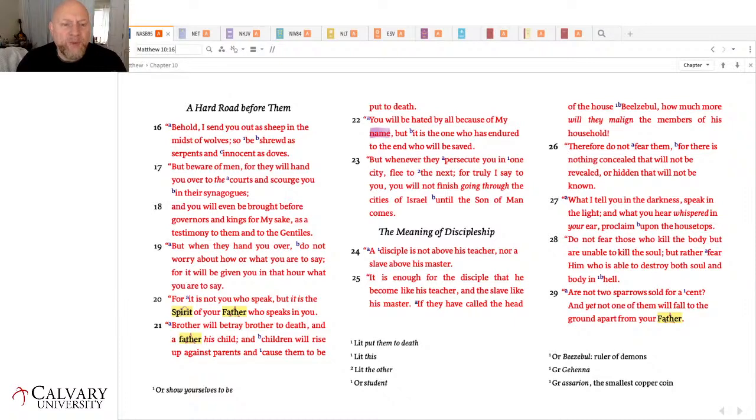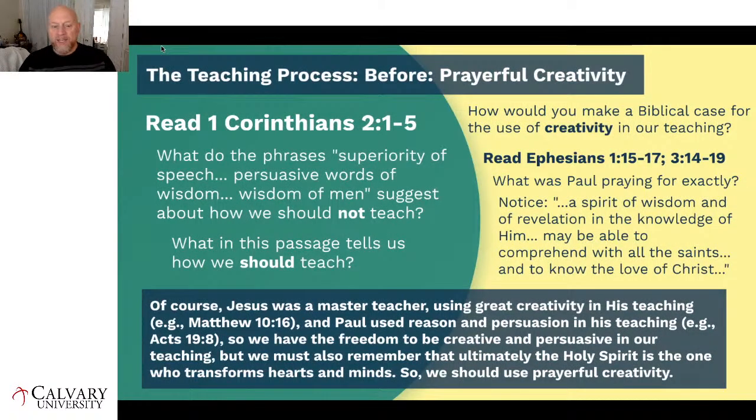I think I preached a sermon once called Sheep and Wolves and Serpents and Doves, because he uses four different animals there and gives us this great picture of what we are to be. We're to be sheep, and we're to be shrewd as serpents and innocent as doves. That's just one of many illustrations of how Jesus was a master teacher, and he did use creativity in his teaching.